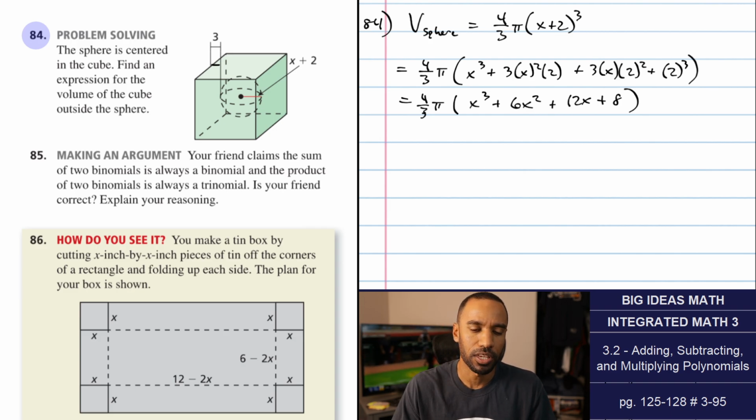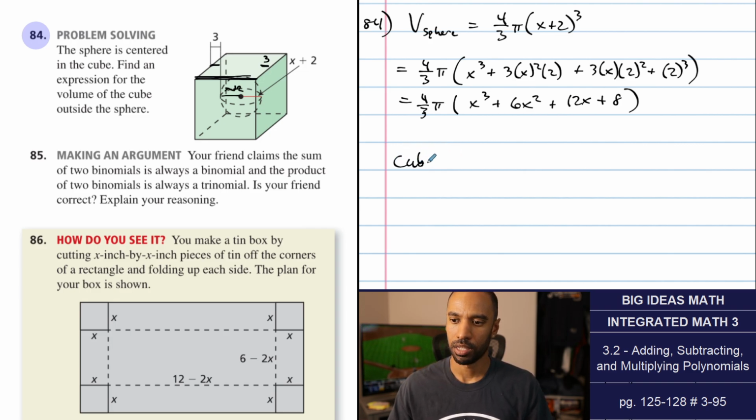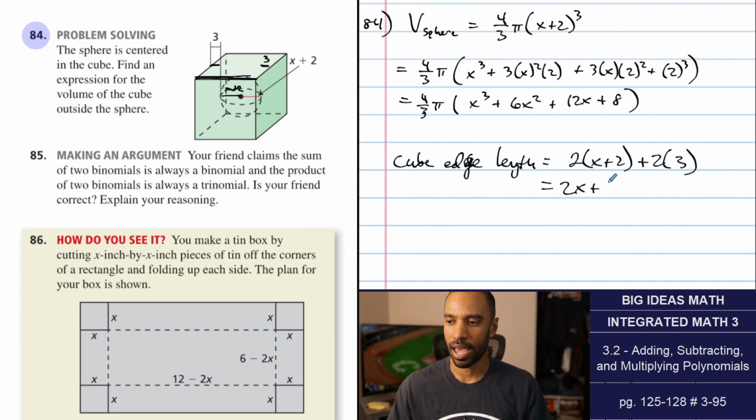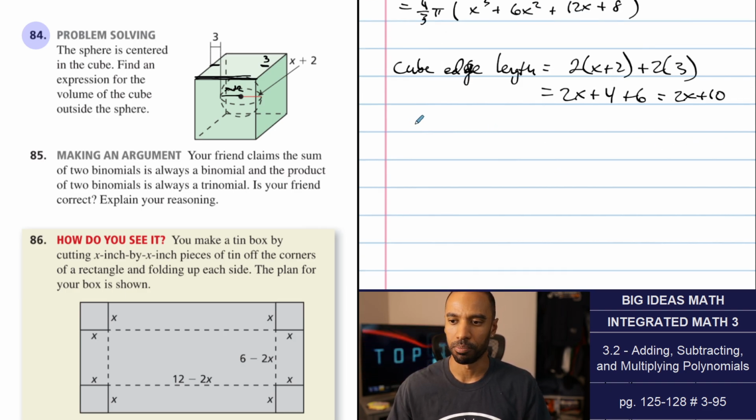Now, the cube has a length there of 3. Another length on there would be 3 if it's centered inside there. So 3 and 3 is 6. That means that this entire length is x plus 2 and x plus 2. So the entire cube edge length is 2x plus 2 2's plus 2 3's. So it's 2x plus 4 plus 6, which is 2x plus 10. So the volume of the cube is going to be, oh, that's right, you get to cube this thing, 2x plus 10 quantity cubed.